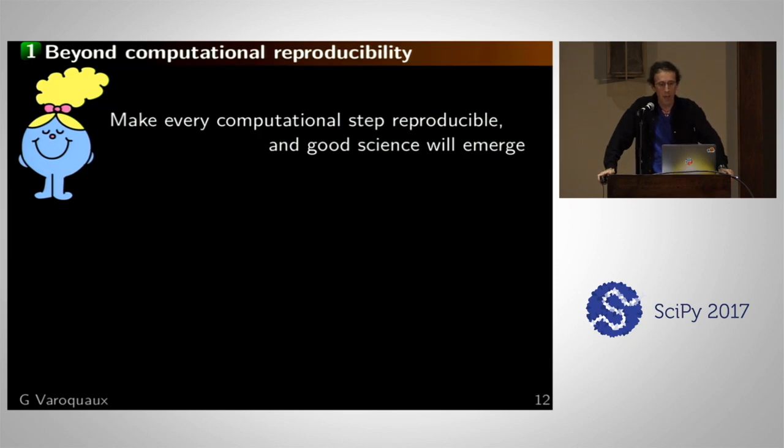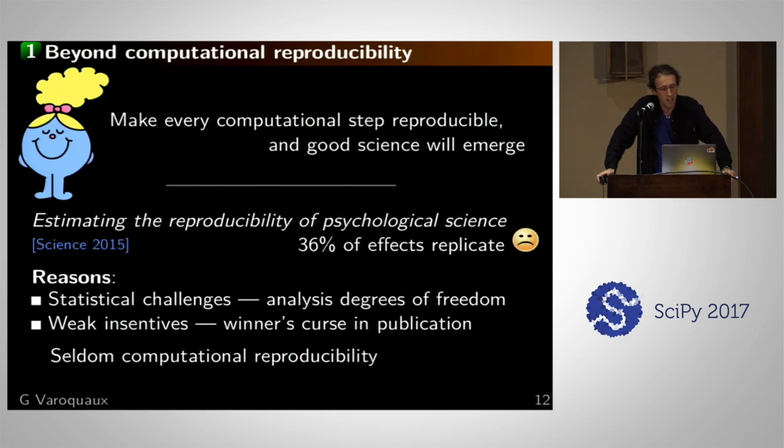So if we make every computational step reproducible, just good science will emerge, right? There's recently been a study that estimated the reproducibility of psychological science. So that's the title of the study. It was published in Science. And what they found is that 36% of the published effects reproduce. Only 36. And if you look at the problems, well, the number one problem is statistical challenges. There are many ways you can analyze the data. If you analyze the data in all the possible ways and you choose your best conclusion, your favorite conclusion, you will not control your error rate.